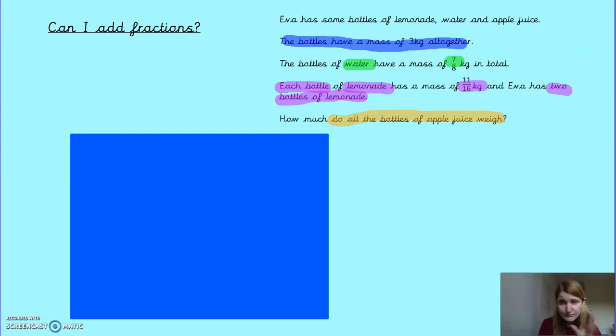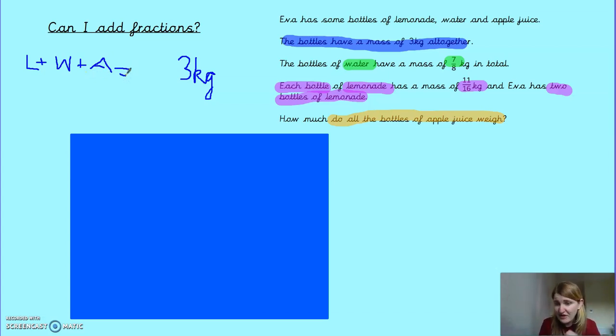So I've underlined it all now, or highlighted. Just reading through the question again, this first bit's really useful. The bottles have a mass of 3 kilograms altogether, so I know that's what they are in total. I'll put my measurement in there as well, 3 kg. And then I know that lemonade, add water, add apple juice, I'm just doing letters to make it easier, equals 3 kilograms altogether.